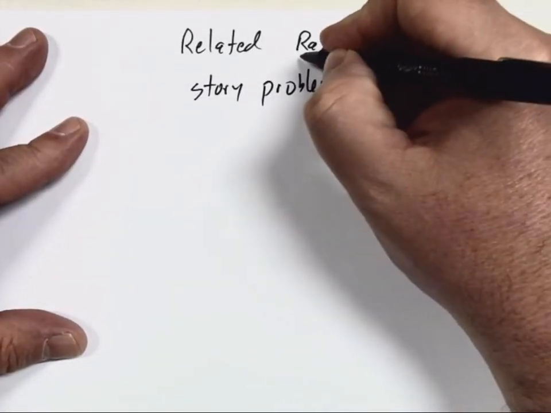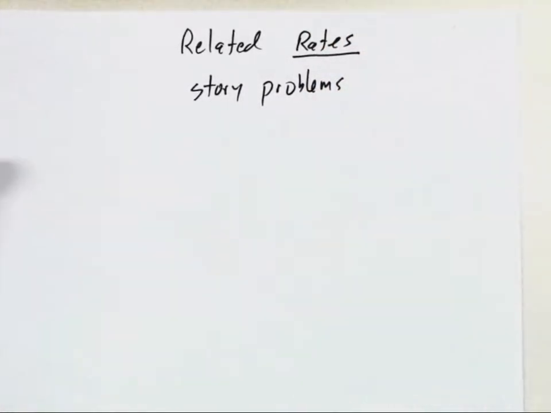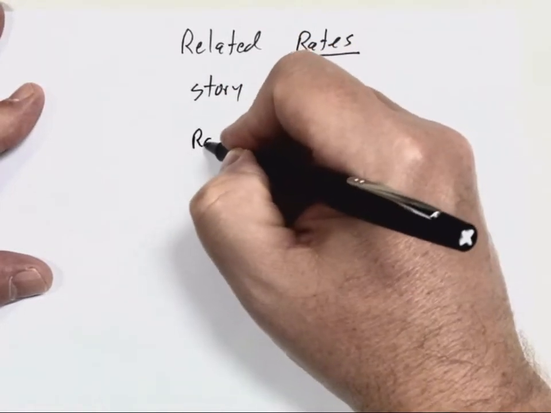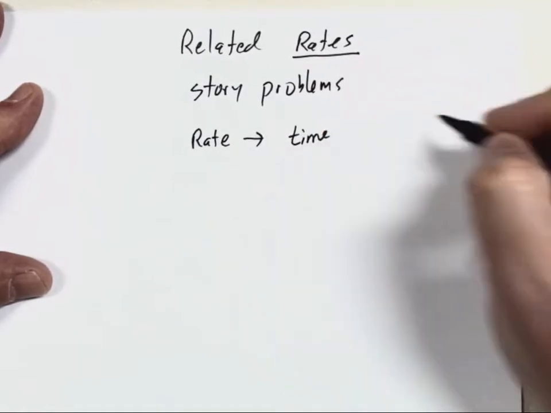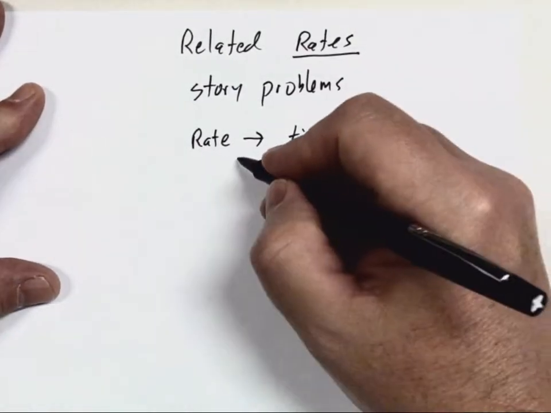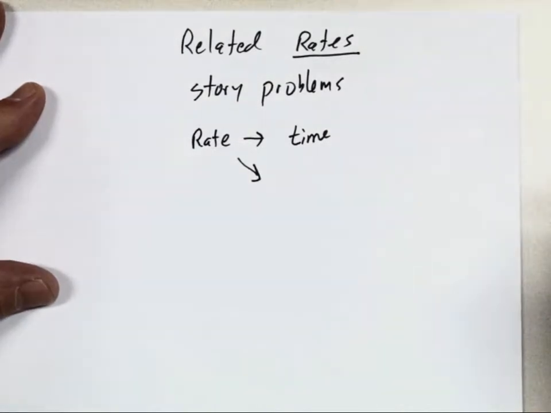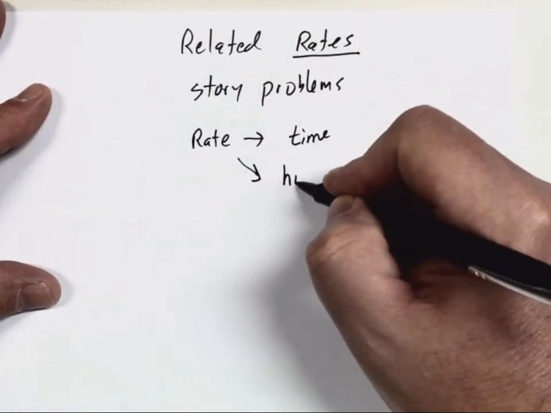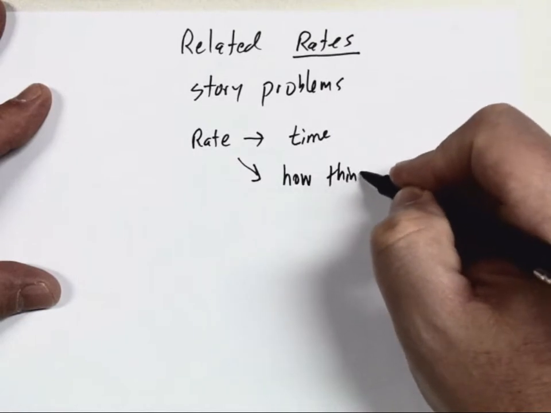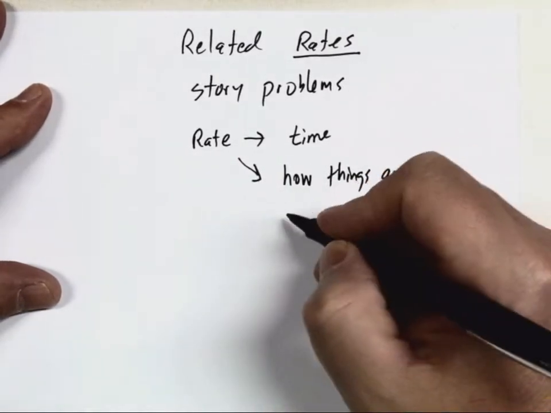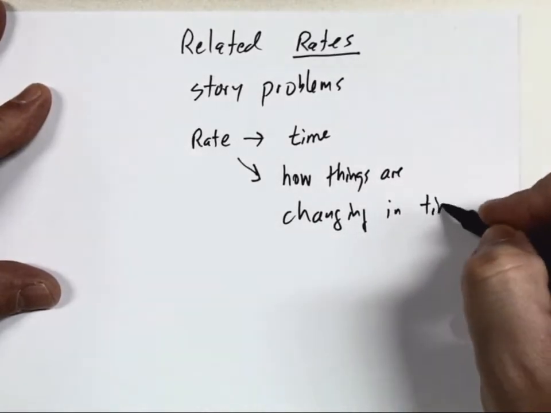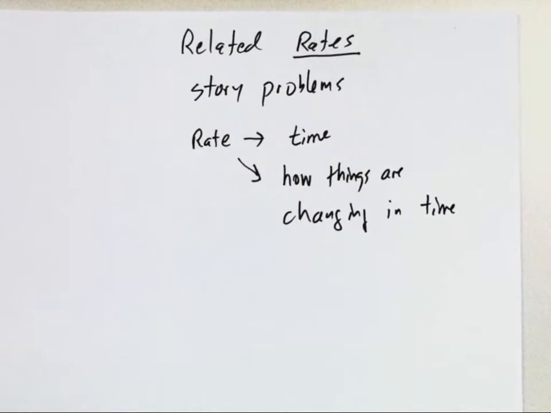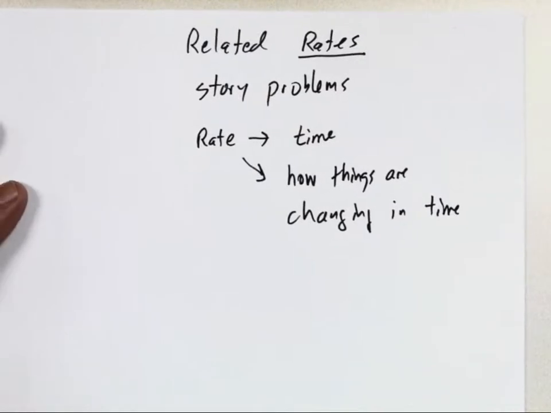Another key thing I want you to think about is this word rate, related rates. The word rate has the connotation of time, and really for us, the connotation is how things are changing in time. So in a minute, my first example is a very straightforward kind of problem.